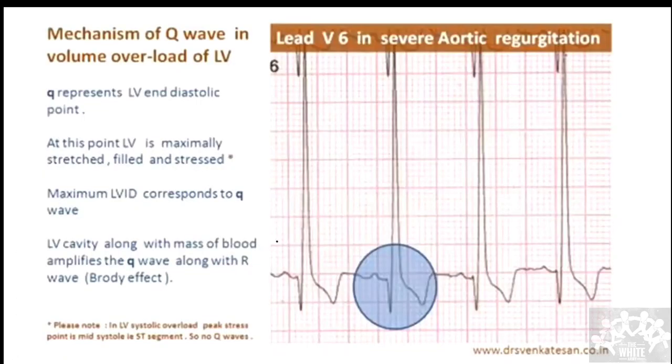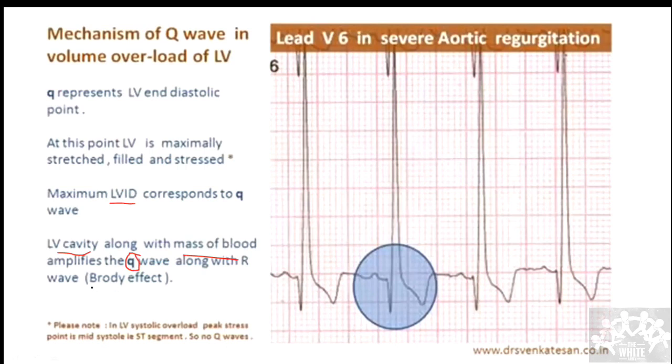So you can read it here: the Q wave represents the LV end-diastolic point. At the Q wave, the electrical activity is at the end of diastole, so there is maximum blood in the heart. Agreed? That means the LV internal diameter is maximum, so the LV cavity along with the mass of blood is represented in the Q wave.